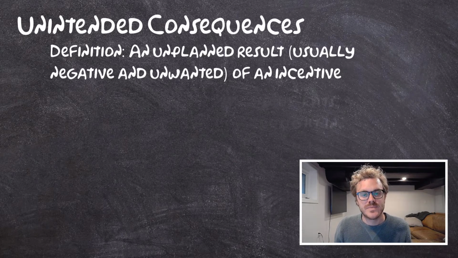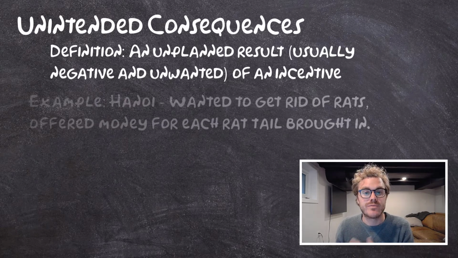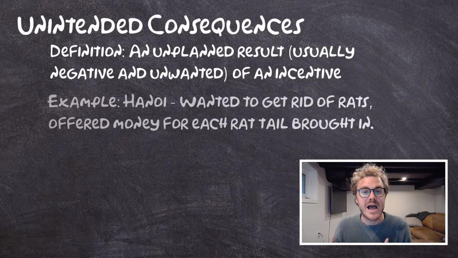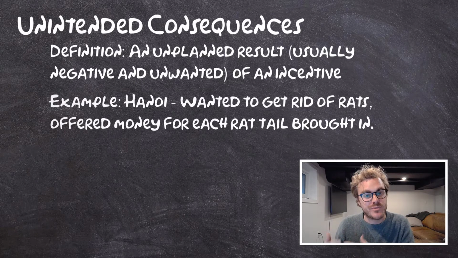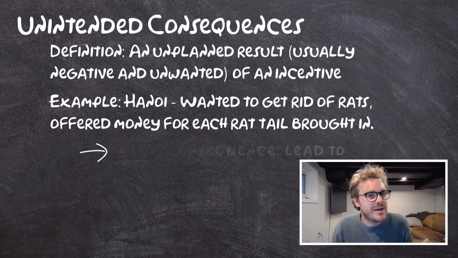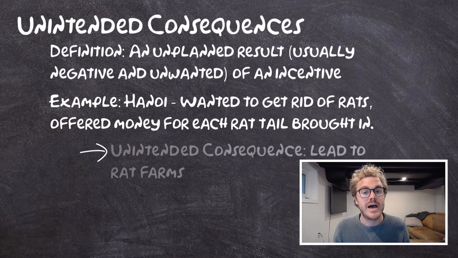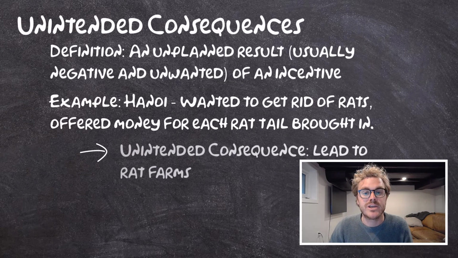For instance, one example would be Hanoi under French colonial rule. There's a huge rat infestation problem, and so the French authorities sought to get rid of these rats by providing money every time someone brought in a rat tail. They thought everyone will start killing rats and we'll get rid of this rat problem in no time. Well, that's not how people responded. People responded by creating rat farms where they could breed rats so they can get as many tails as possible to exchange for money. A similar thing happened in India with cobras.